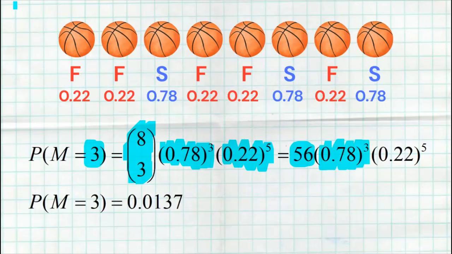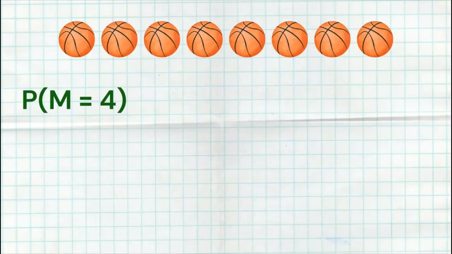All of those scenarios have the same probability of 0.78 to the third times 0.2 to the fifth. Multiply all that out and we get the probability. All right, what about the probability of 4 makes? Now I'm going to go through this a lot faster because we know the process.